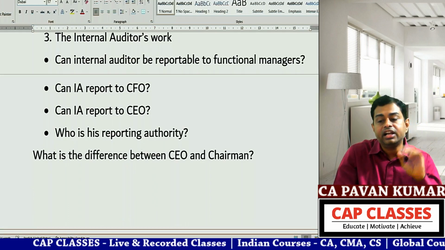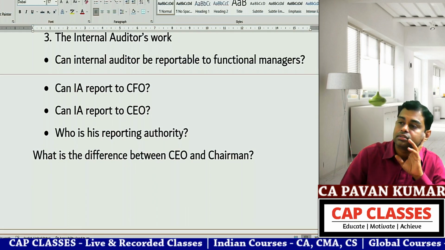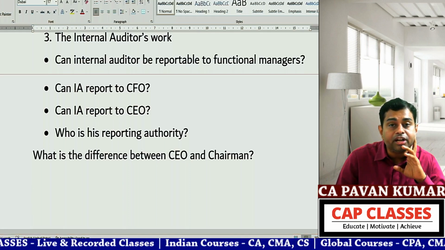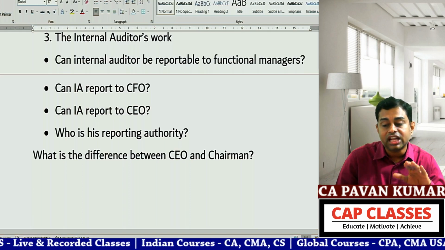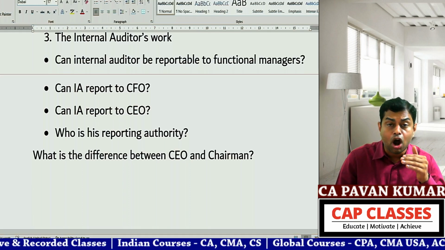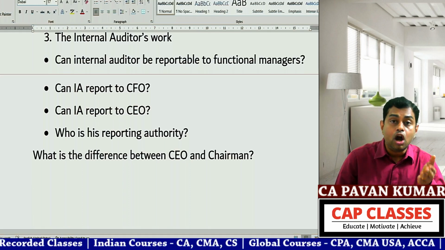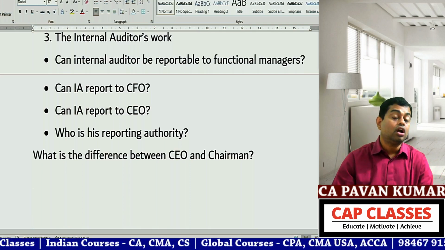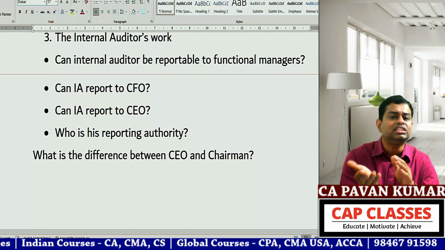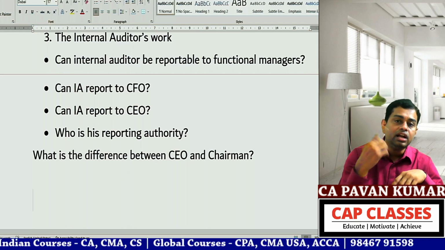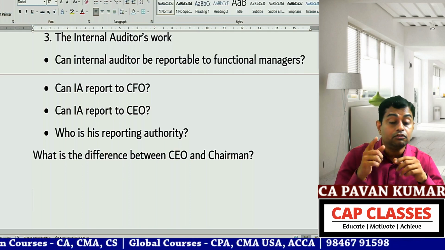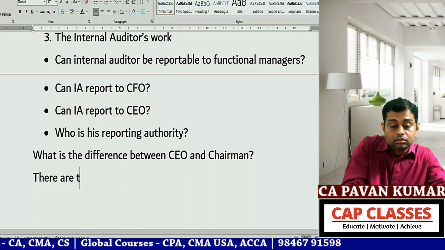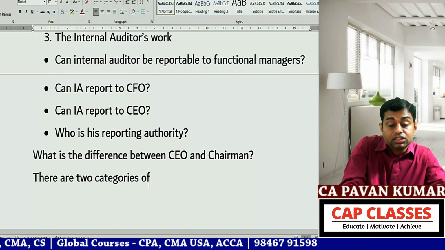So this you might have studied in Audit Committee and Corporate Governance. There is one chapter in the CA Final Auditing syllabus, Audit Committee and Corporate Governance. But that will be taught in the law subject, not in the auditing subject, because the same syllabus is there in law and audit also. You will learn it in law. But what is the difference between CEO and chairman? Tell me. There are two categories of directors.